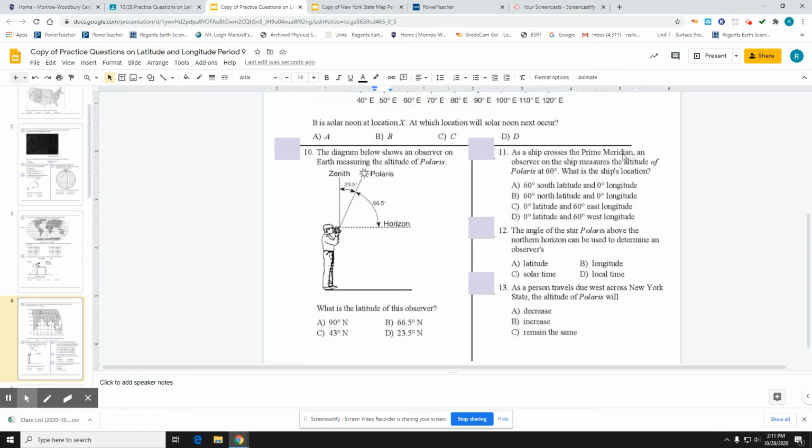A ship crosses the prime meridian. An observer on the ship measures the altitude of Polaris to be 60. What's the ship's location? The altitude of Polaris tells us that it's going to be 60 degrees north, and crossing the prime meridian tells us it's 0 degrees longitude.